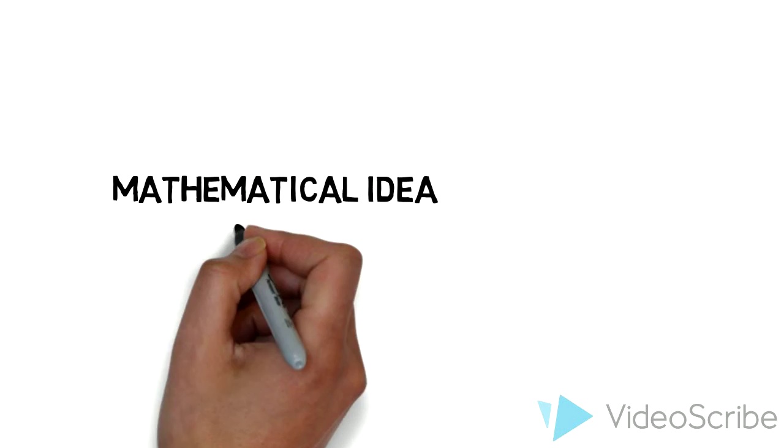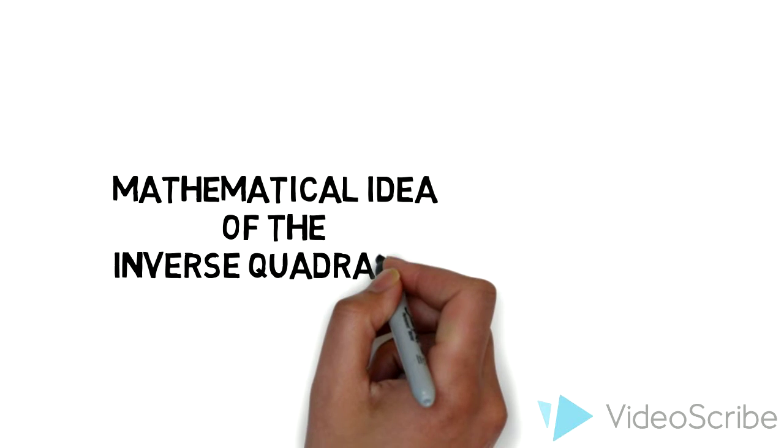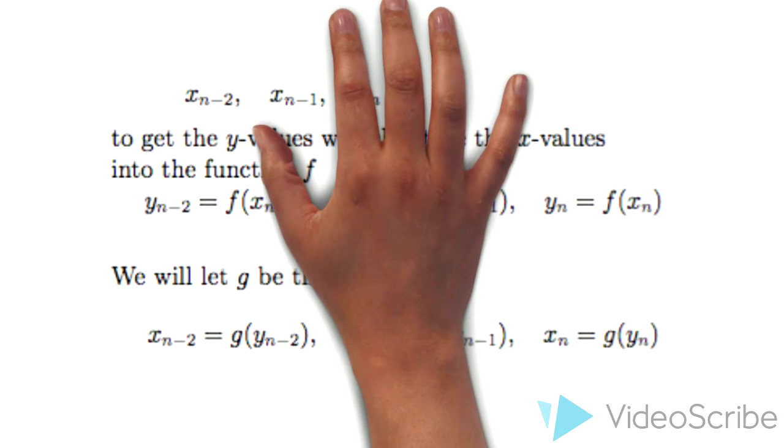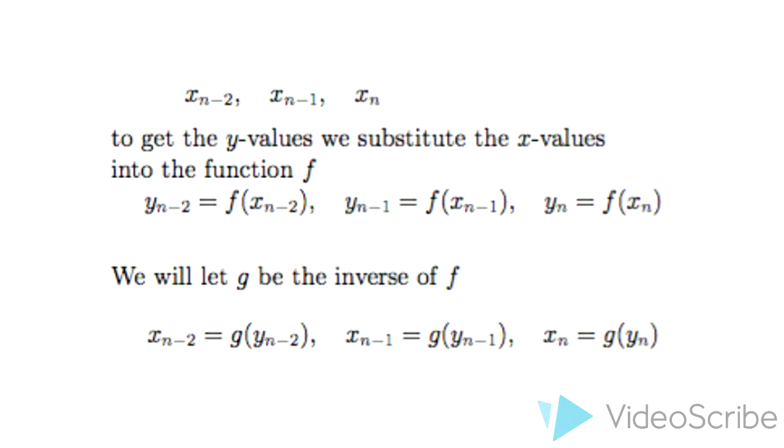So let's have a look at the numerical derivation of the inverse quadratic interpolation. We have these 3 points, x_{n-2}, x_{n-1}, and x_n. These are our initial values. To obtain the values of y, we just substitute them into a function f, like so. And we will let g be the inverse of f. So now our initial values will become, for example, x_{n-2} will become g of y_{n-2}, and so on, as presented here in the last line.